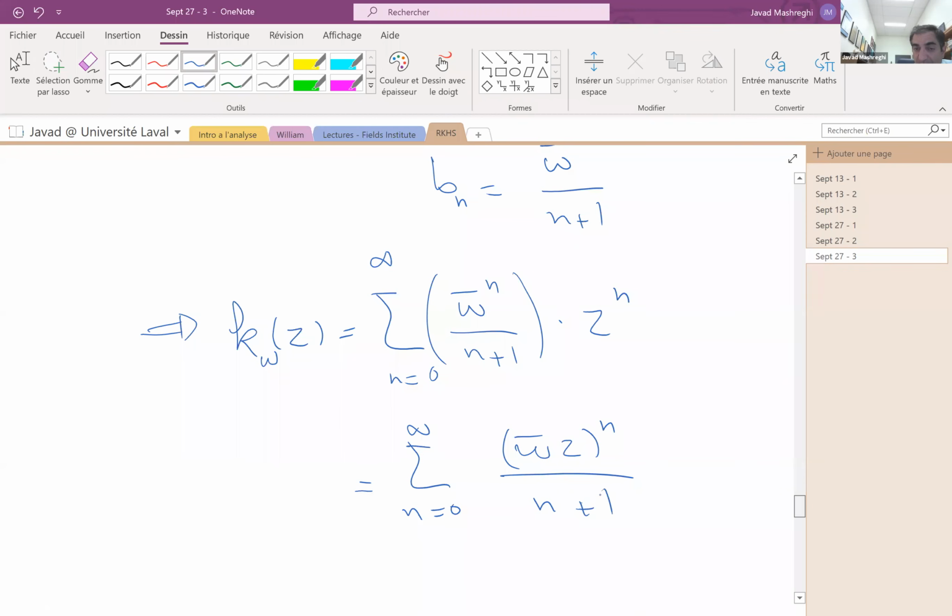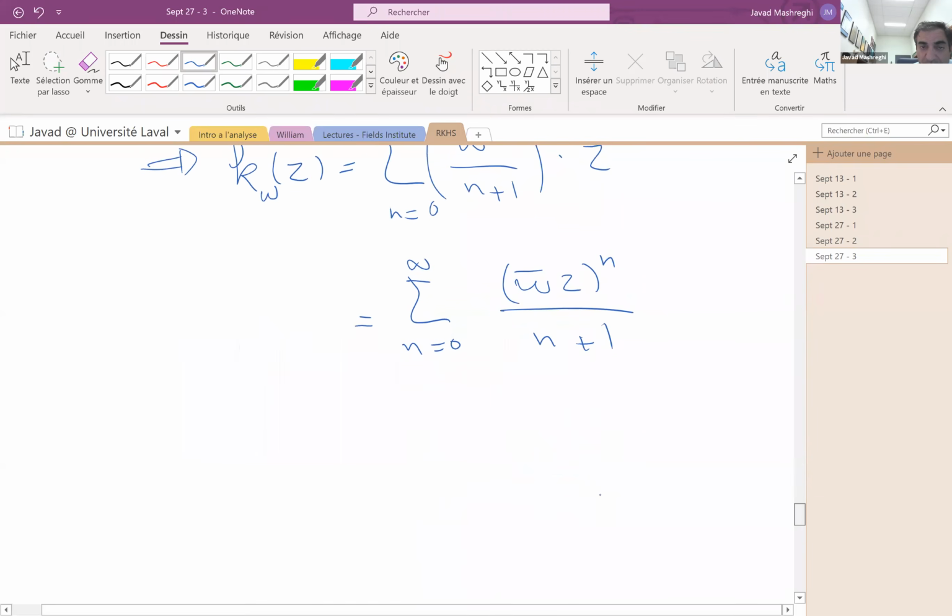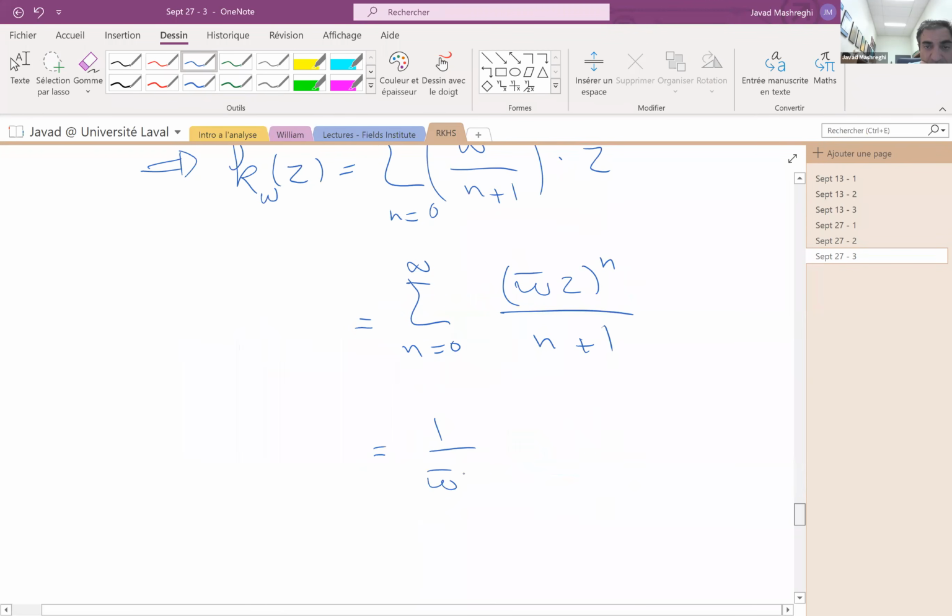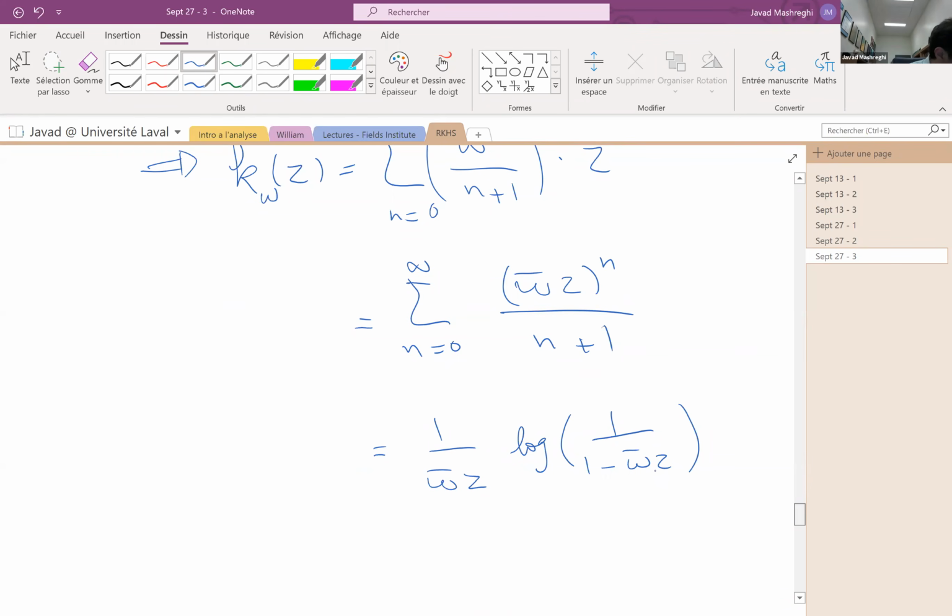We can leave it as it is, or use that this is equal to 1 over (w bar z) times log of 1 minus w bar z, up to sign. It's not indeed difficult to see why this is the case. Let me explain why this is the case.